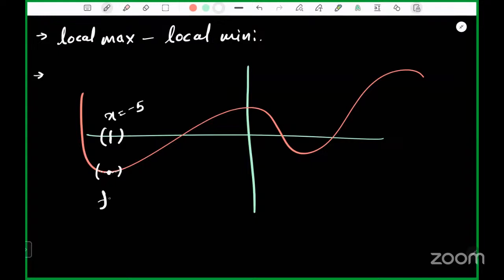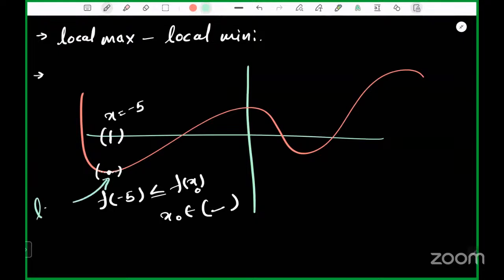Here, the value of the function at x = -5 is actually less than all values taken by the function in this particular small interval, where x naught is a part of a very small interval, whatever this interval is. So there is a small interval around the point x = -5 on which the value of the function is lesser than every other value. Such points are known as points of local minima.